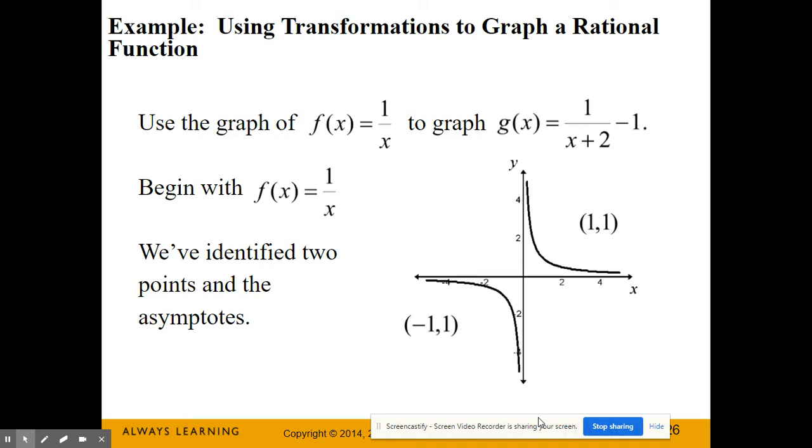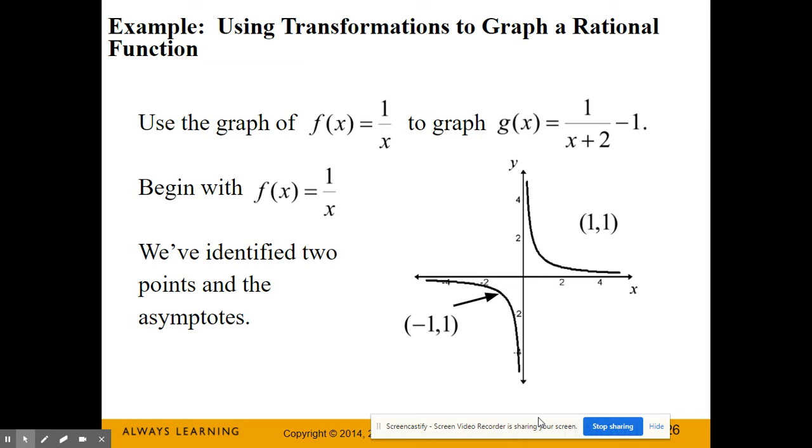We know that it has a horizontal asymptote of y equals 0 because the degree of the numerator is less than the degree of the denominator. It has a vertical asymptote at x equals 0 because the denominator is x. If I set that equal to 0, you get x equals 0, right?